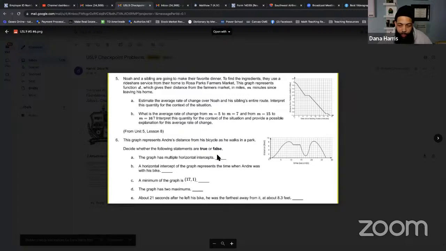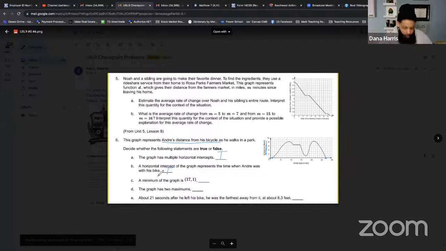So the graph has multiple horizontal intercepts, okay? Boom, there's one right here, and then there's one right there, x-intercept. So we know that is true. A horizontal intercept of the graph represents the time when Andre was with his bike. That would definitely be true as well, because the dependent variable is the distance from his bike, because it says here Andre's distance from his bicycle. So if his distance is 0, he's with his bike.